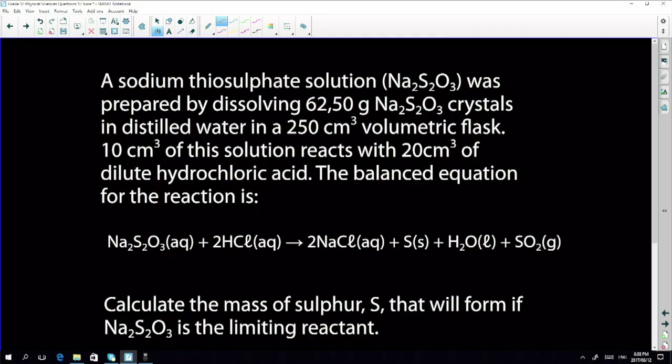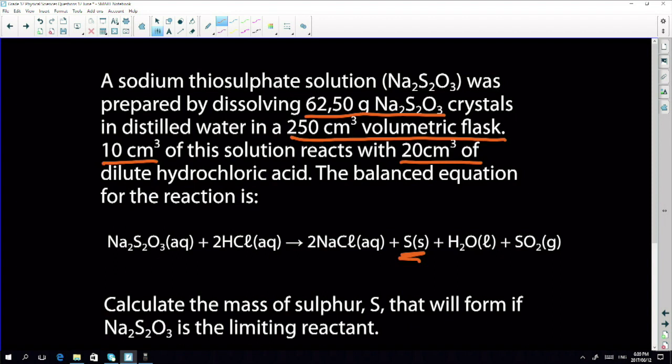So sodium thiosulfate, as I got corrected earlier today, okay, not thiosulfate, Na2S2O3, was prepared by dissolving 62.5 grams of the sodium thiosulfate crystals in distilled water in a volumetric flask of 250 centimeters cubed. Great. 10 centimeters cubed of this solution reacts with 20 centimeters cubed of the dilute hydrochloric acid. The balanced equation for the reaction is: calculate the mass of sulfur that will form if the sodium thiosulfate is the limiting reactant.